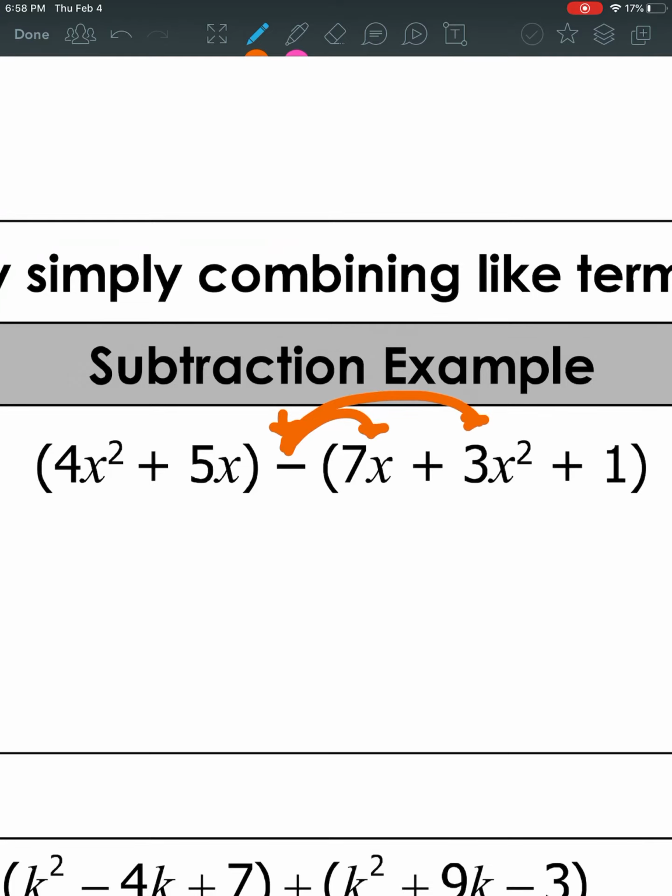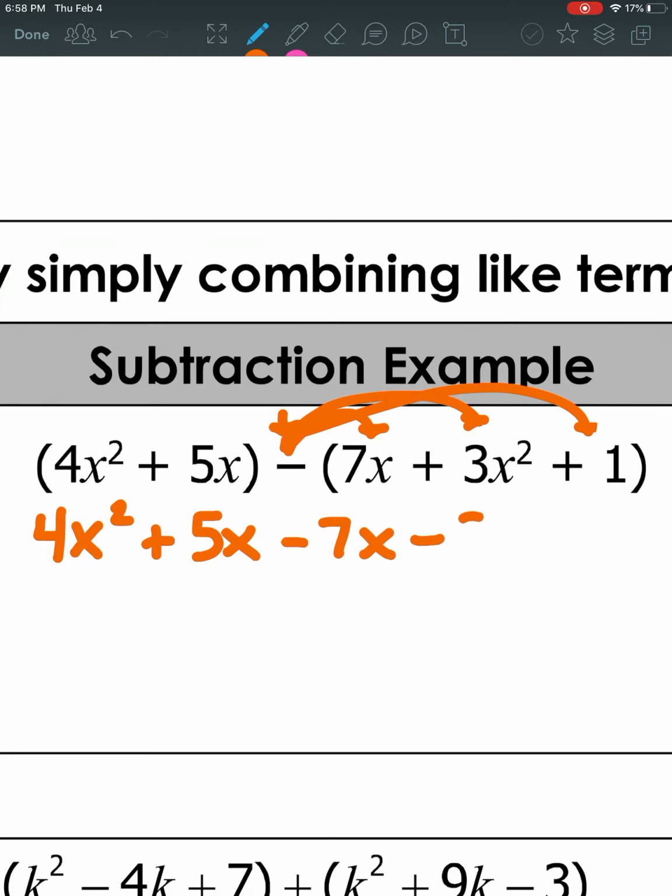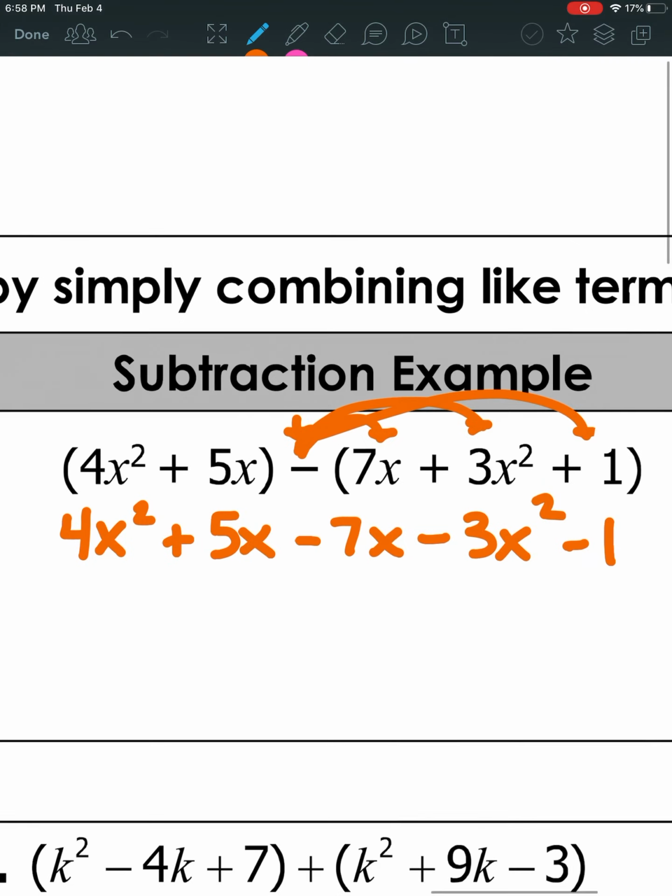Now, with this example, when we have subtraction, we have to distribute, there's really a negative 1 in there. We have to distribute that negative to all 3 of these terms. So we will actually want to rewrite this entire expression. 4x squared plus 5x, then we'll have minus 7x minus 3x squared minus 1. Those will all change to negatives because we are distributing that.